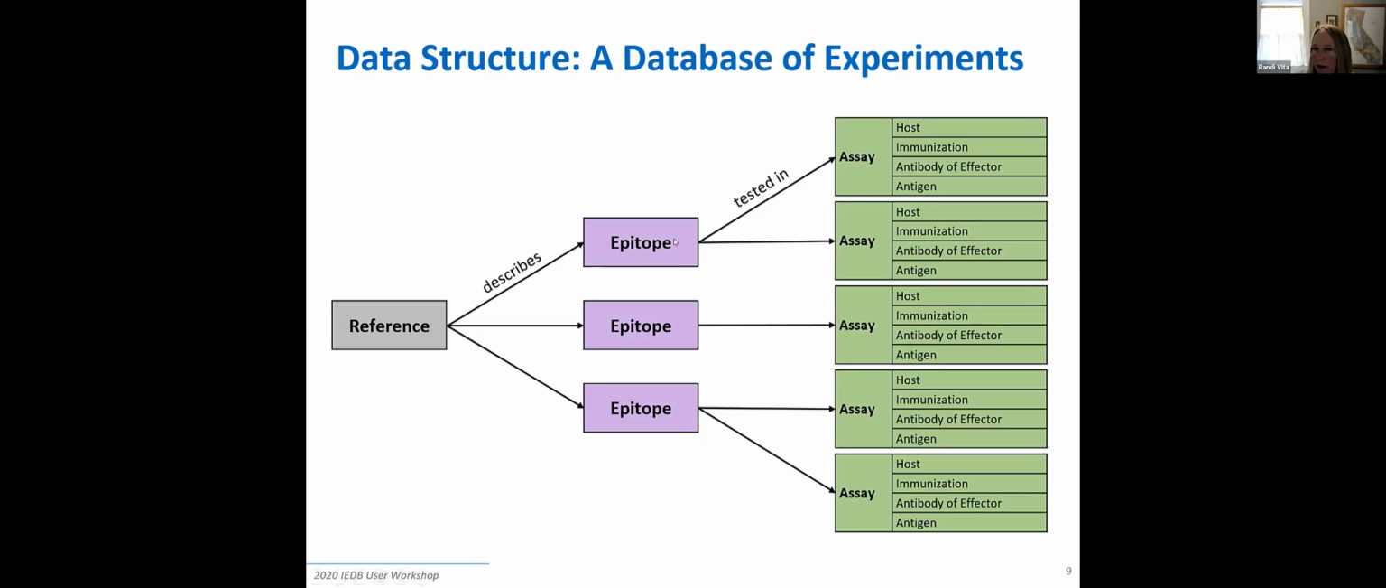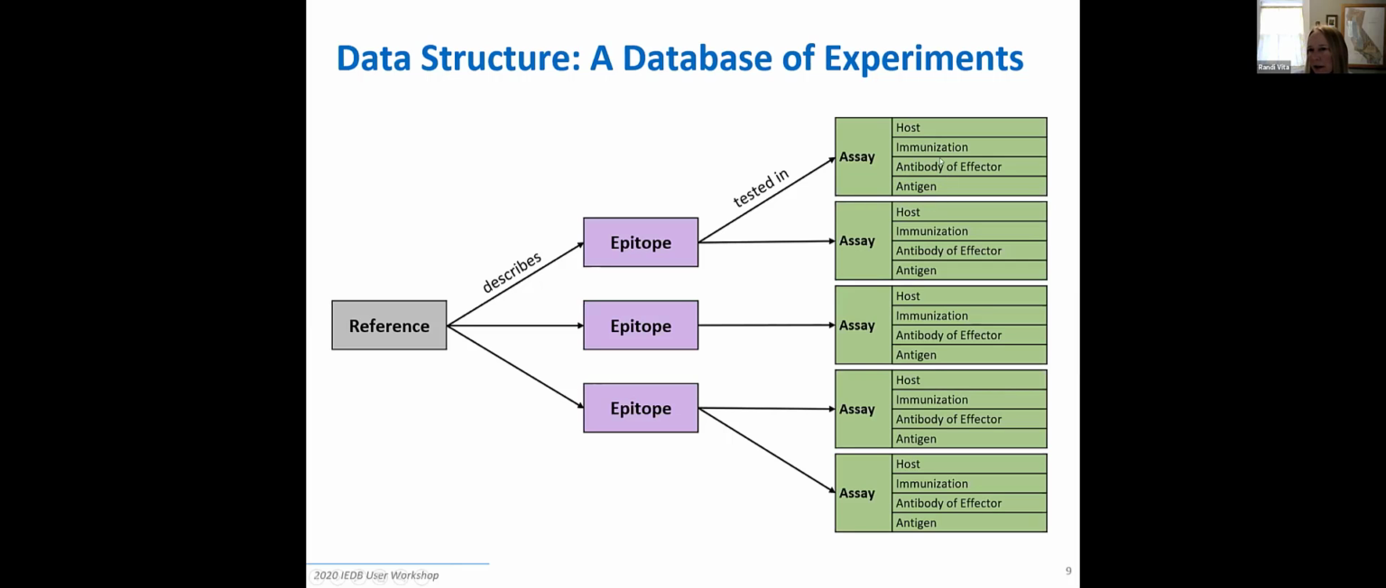For each experiment, we have as many as 400 fields to capture all of that detail. Then we try to summarize that and package it to present it to you in a manageable format. So we describe the host whose immune response is being studied. What was the immunization procedure? Did they have an infection, or were they injected with something? Or were they healthy and there was no immunization?